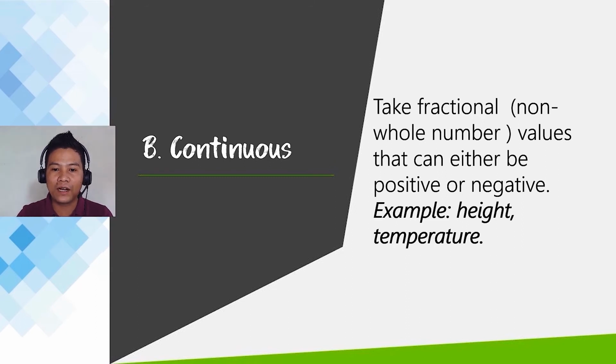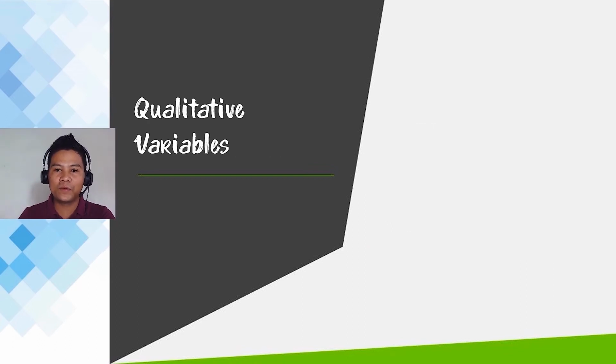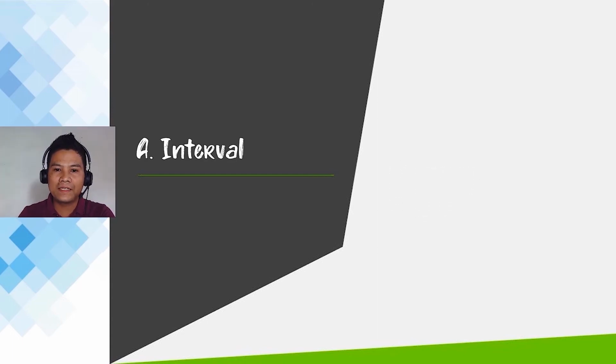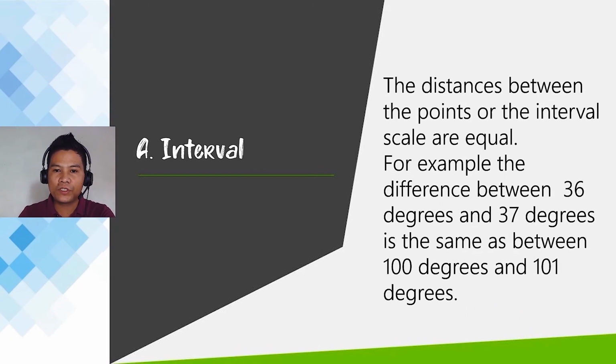For example, the height, temperature. There exists a continuous range of values from the smallest to the largest possible amount and measurement. Under quantitative variables, we have here interval and ratio. Interval, the distance between the points or the interval scale are equal. For example, the difference between 36 degrees and 37 degrees is the same as between 100 degrees and 101 degrees.